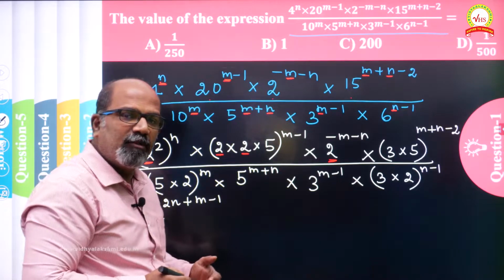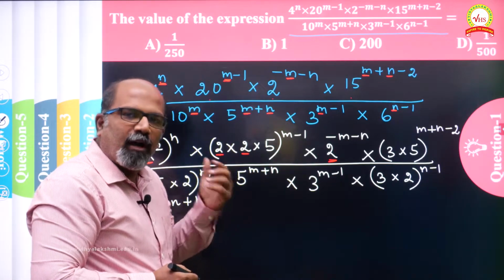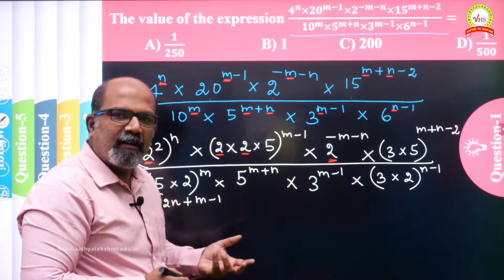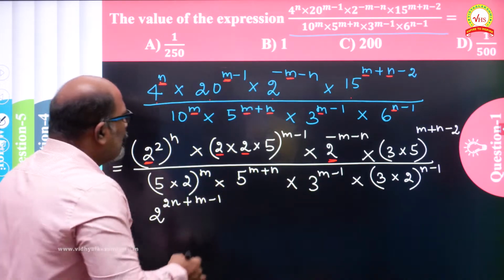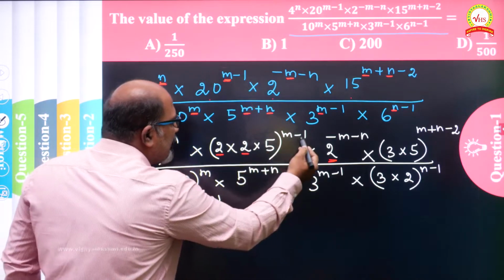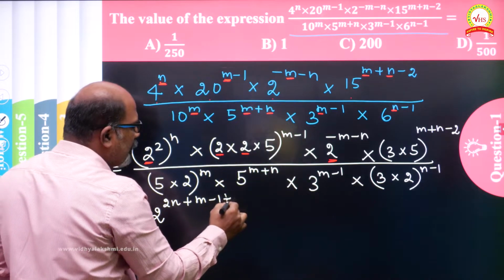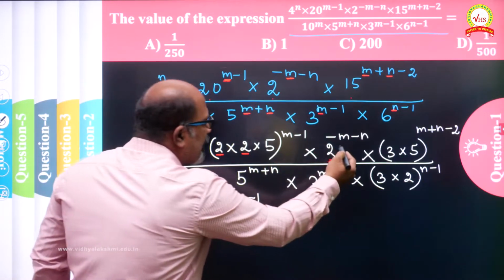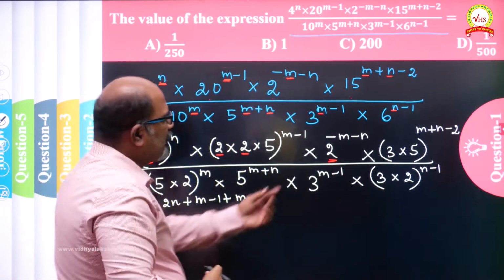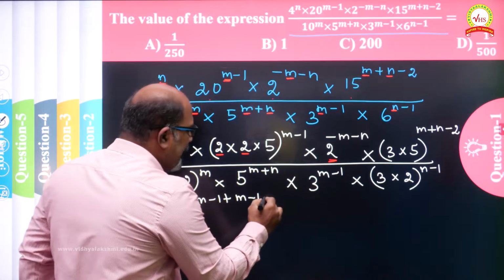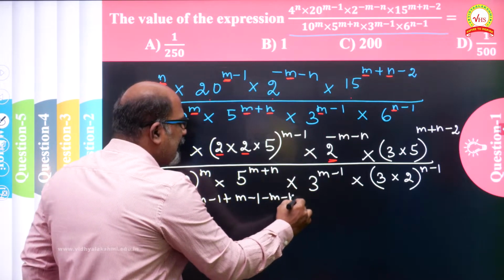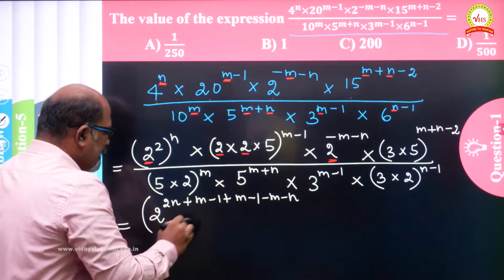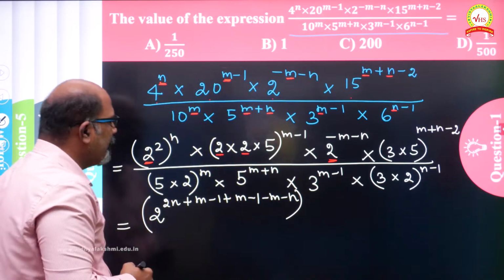Why I am adding? Because I am applying the product rule of exponent. A power m multiplied by a power n gives a power m plus n. So that's why I am adding. So by the same way this 2 is also having this m minus 1 as exponent. So I need to add that m minus 1 also, and later on this last one, that is 2 power minus m minus n. So minus m minus n added here. Okay. Yes. So taken this separately.